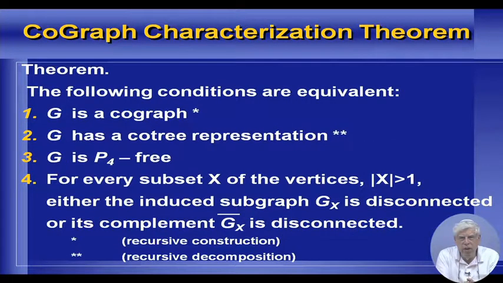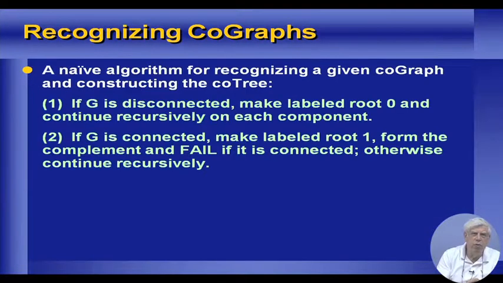And here is the very nice characterization theorem. A graph is a co-graph if and only if it has a co-tree representation. That almost goes if and only if, because that's the way we build it and record how it's constructed. The equivalent condition P4-free is what I've just stated, but we haven't proven. And the last condition, every subset of vertices of size 1 or larger than 1, either the induced subgraph on that subset is disconnected, or its complement is disconnected. That's not at all clear why that should be an equivalent condition, but I think I would like to prove that.